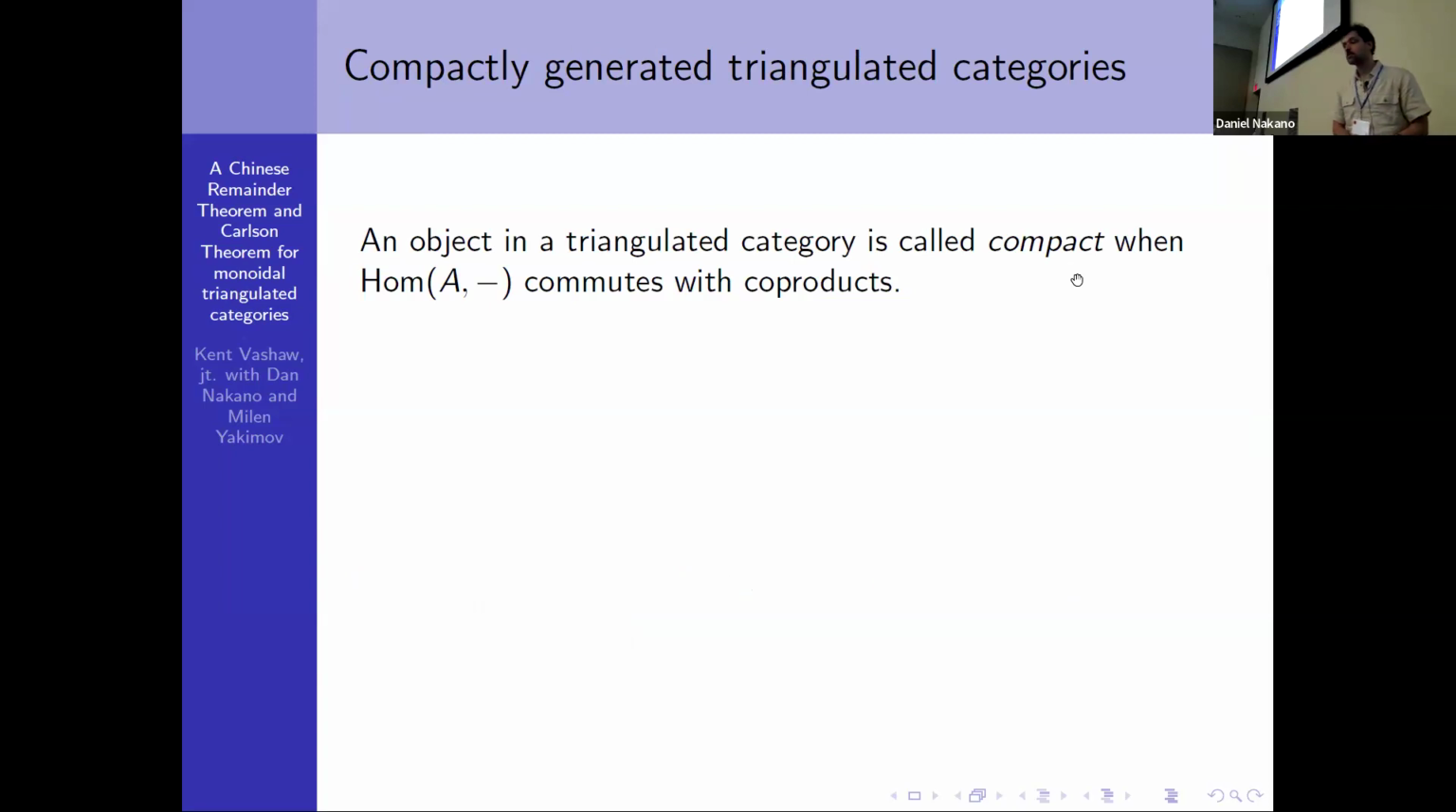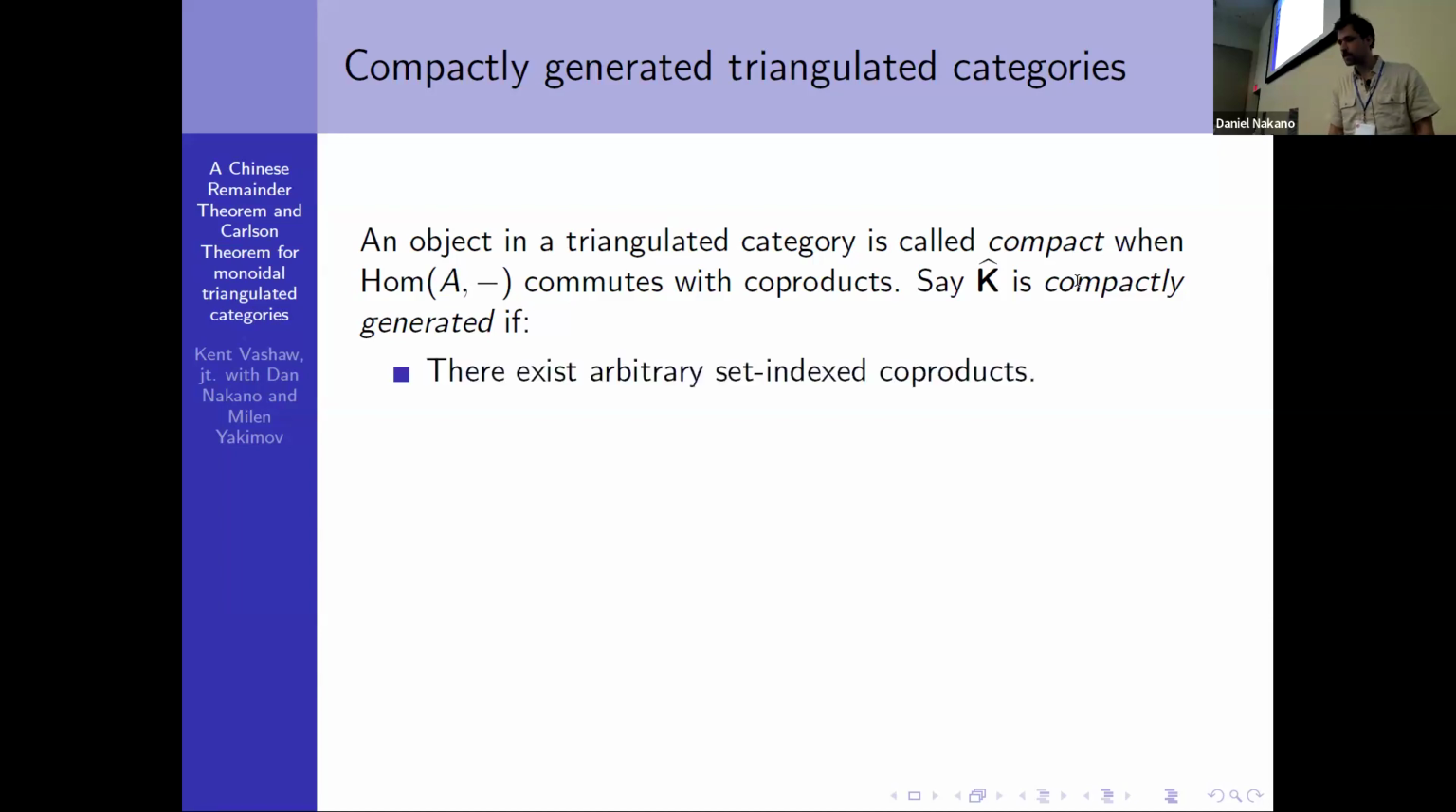So what does this mean? An object in a triangulated category is compact as long as Hom out of that object commutes with arbitrary coproducts, so in particular, possibly infinite coproducts. And we say that some monoidal triangulated category K hat is compactly generated if, firstly, we need arbitrary set indexed coproducts. So a non-example of this would be the stable category of a finite tensor category. In that case, we don't have arbitrary set indexed coproducts.